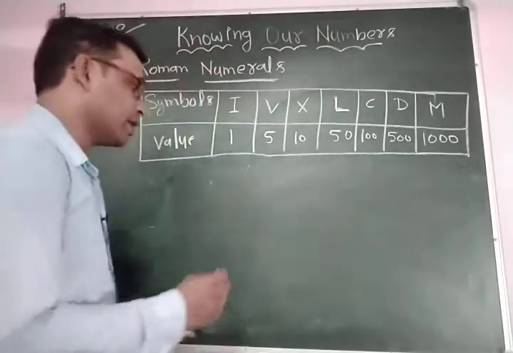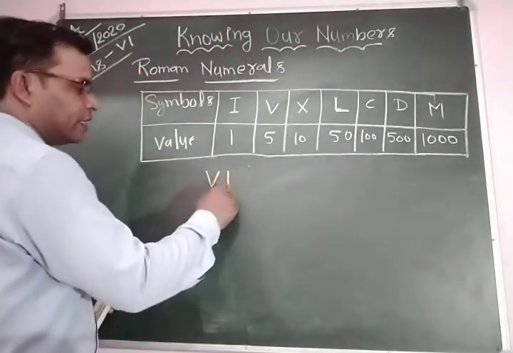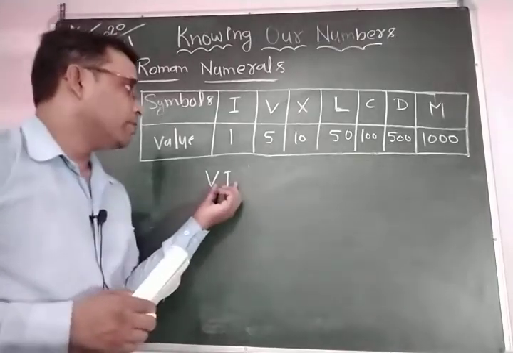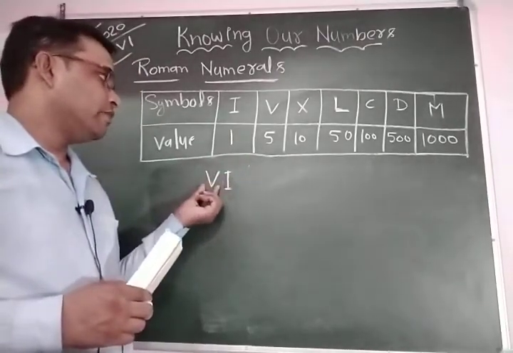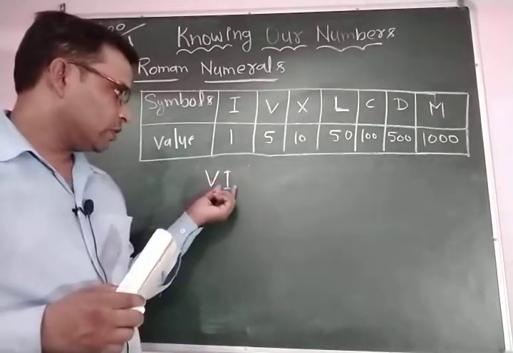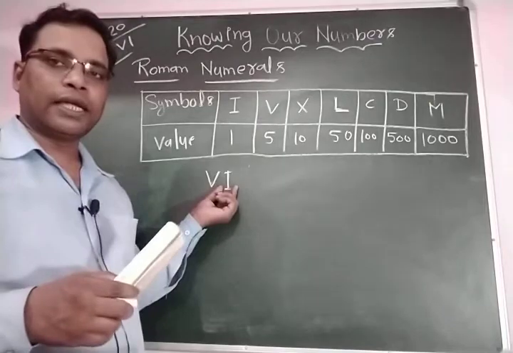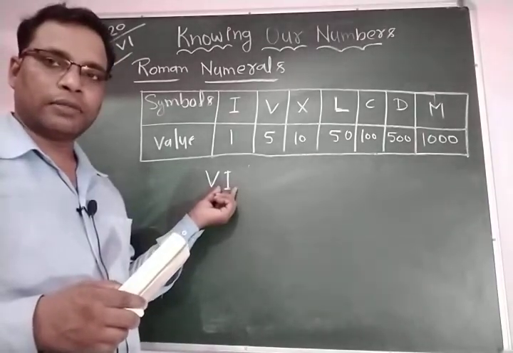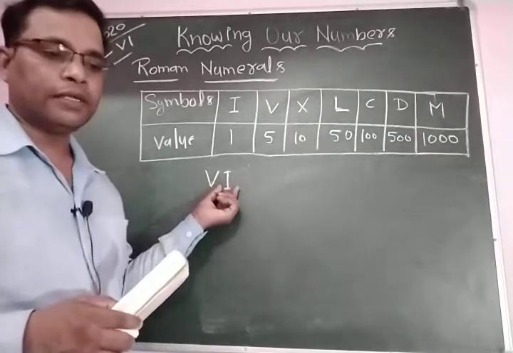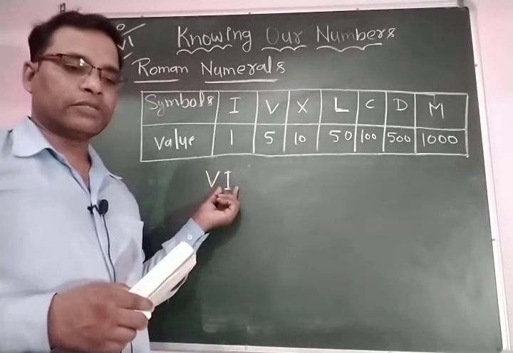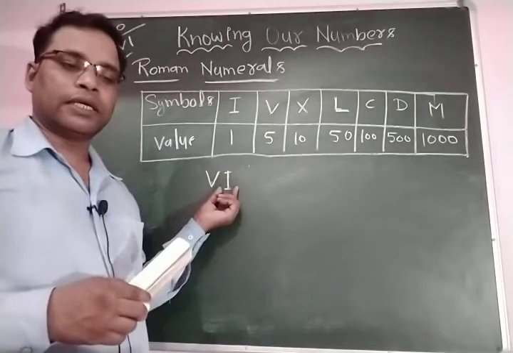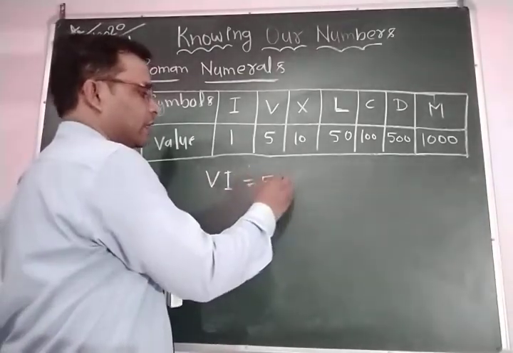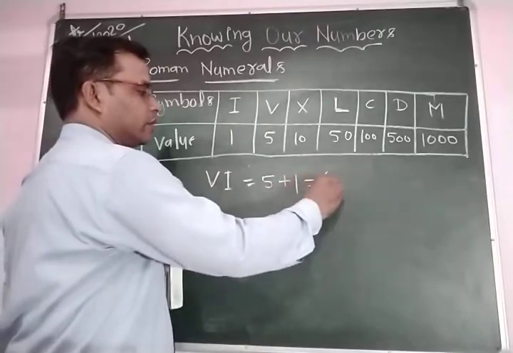So here you can see some examples. VI. Here the value of symbol I is 1 and the value of symbol V is 5. So the symbol I is written to the right of the symbol V. The symbol V is greater than the symbol I. Here you can see I is a smaller value, and it is written to the right of the greater value, so its value is added to it. The value of V is 5 and the value of I is 1, so this is equal to 6.